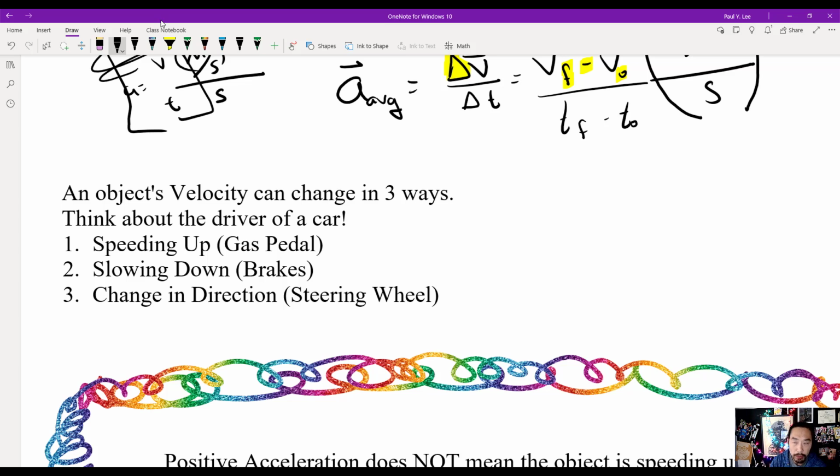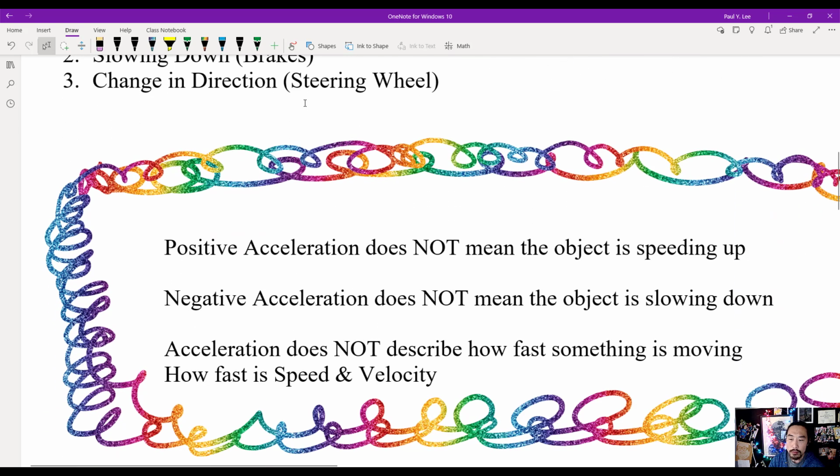Now, I'm about to show you a little thing on the screen. It's probably one of the biggest misconceptions of many students in physics. It's very important. If you don't have a colorful pen like I do, I would highlight it, I would star it, I would make sure this is in the forefront of your mind. The idea of acceleration is that the velocity is changing. By the way, acceleration is a vector. Positive acceleration does not mean that the object is speeding up. Negative acceleration does not mean that the object is slowing down.